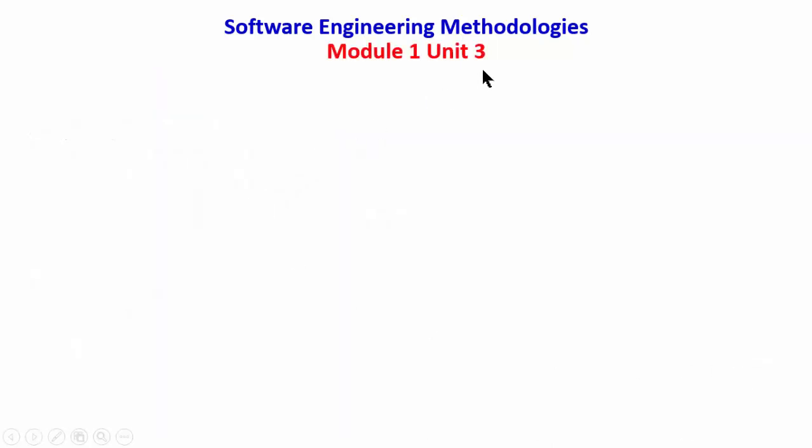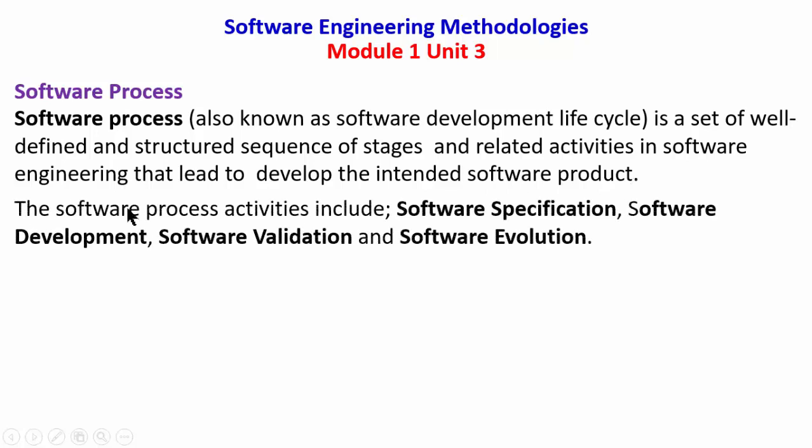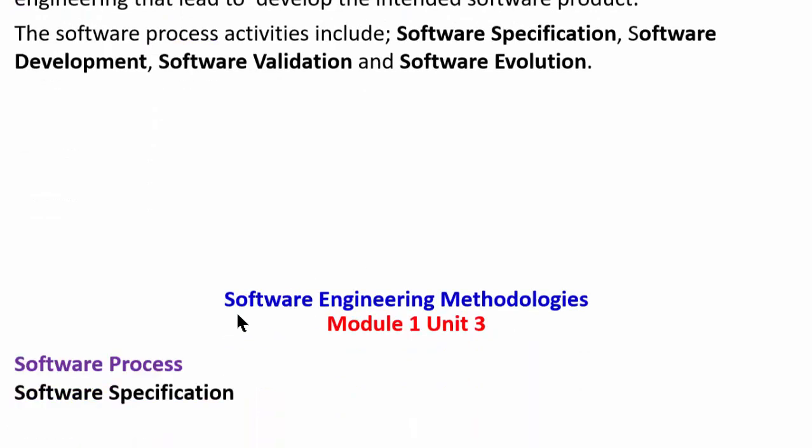We go to the next unit, still under Module 1. So we start with software process. Software process, also known as software development lifecycle, is a set of well-defined and structured sequence of stages and related activities in software engineering that leads to develop the intended software product. The software process activities include software specification, software development, software validation, and software evolution. We shall discuss each of these activities.